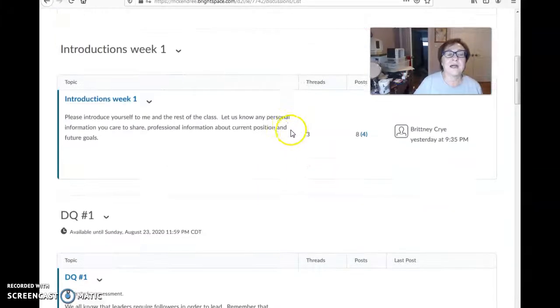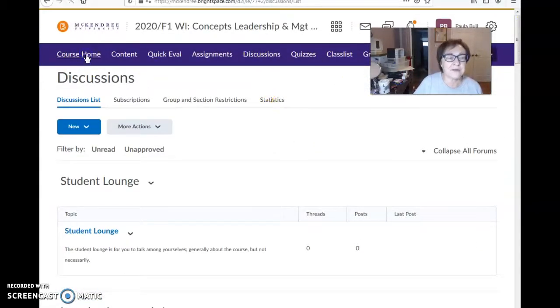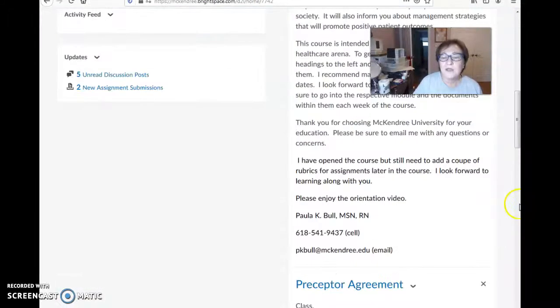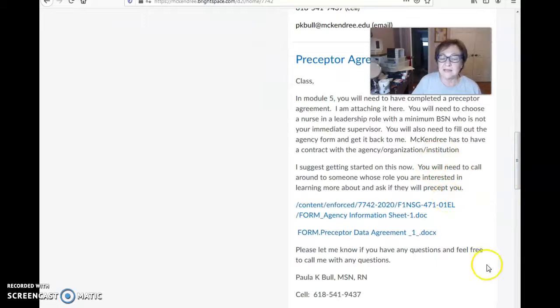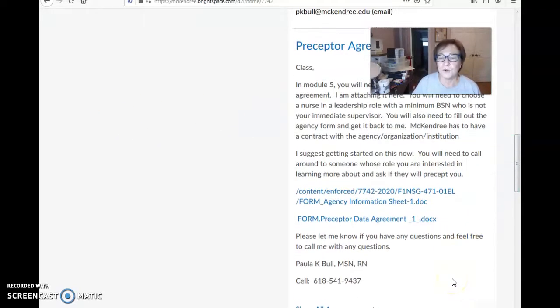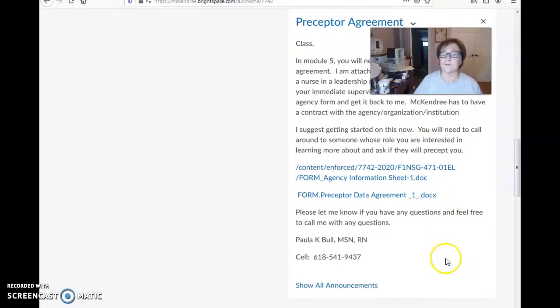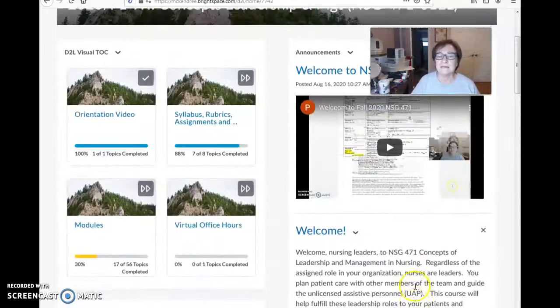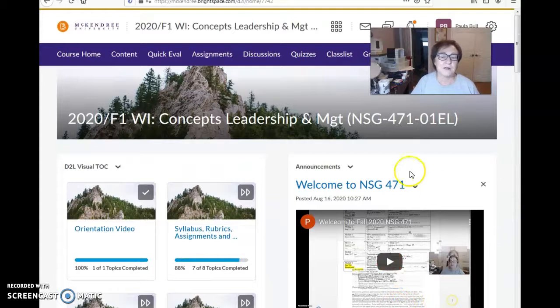Then the other thing that I want you to be aware of, and I put it back out here, I think on the course home, on week 5, you have, just like you did in community health, a practicum to this. And it's a preceptor agreement. You need a preceptor for a leadership role who has a minimum BSN, who is not your immediate supervisor. And just like you did for the community health or population health, you will need to find a leader in hopefully a hospital that we are contracted with. We do not put our list of contracts out because they change on a daily basis, and some expire and don't get renewed, others are added.